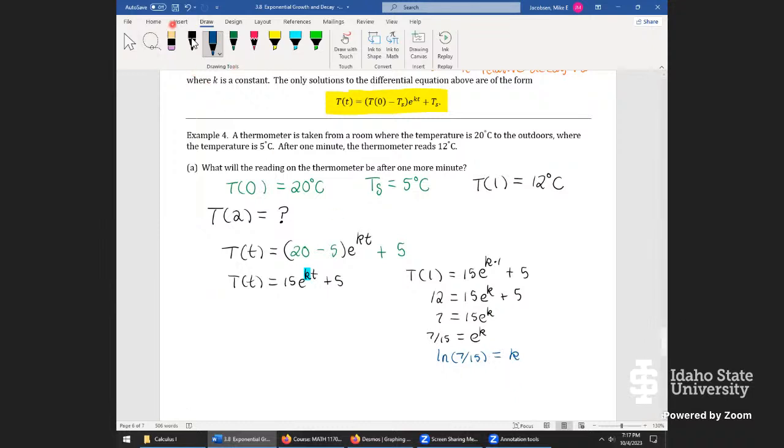So now with k in play, we can come back to our temperature function and say, temperature at time t is finally found to be 15 e to the power of, k is this natural log of 7/15, so I'll just put a t right in front of it. So natural log 7/15.